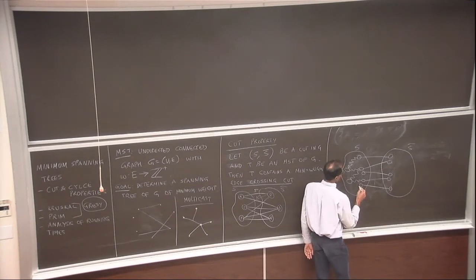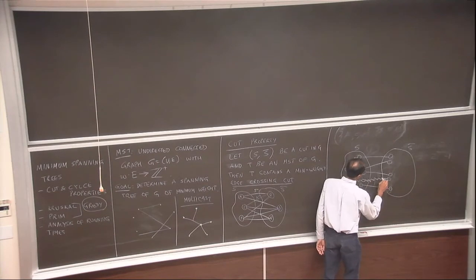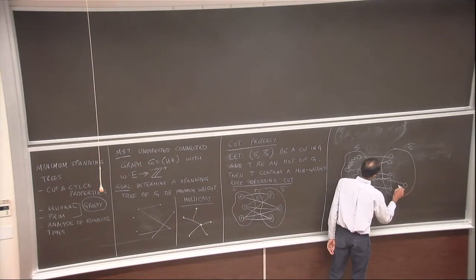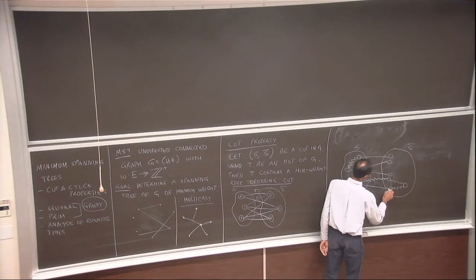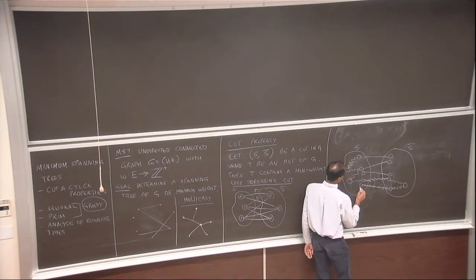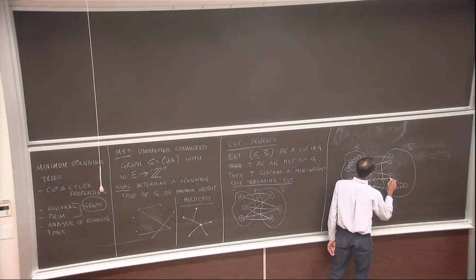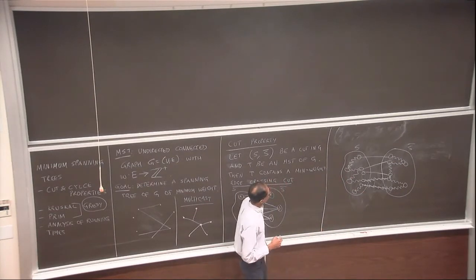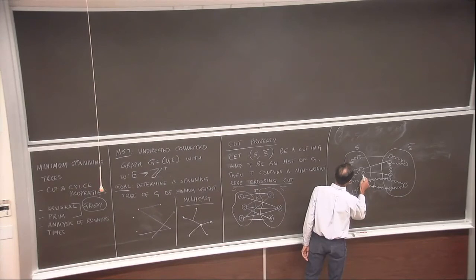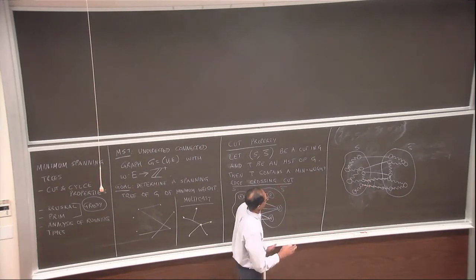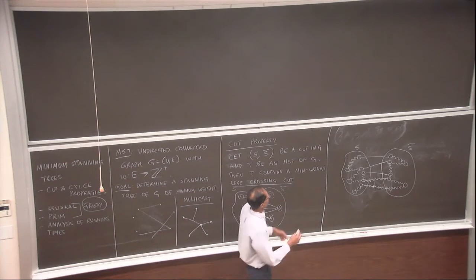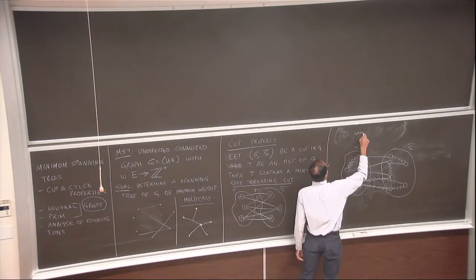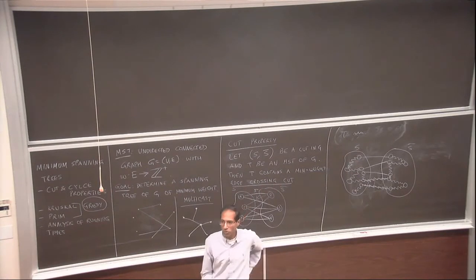And maybe T crosses here, this here, T crosses here, T crosses there. Okay, I've just drawn some. So the squiggly edges correspond to the tree. Okay, so T is supposed to be a minimum spanning tree.